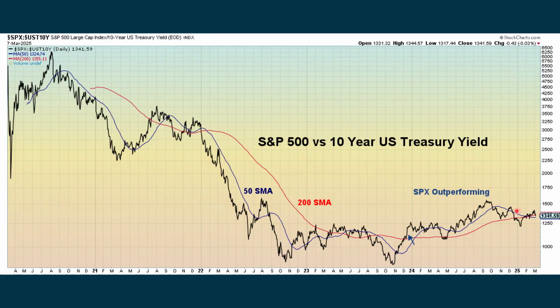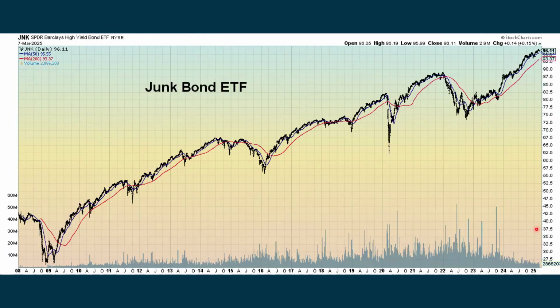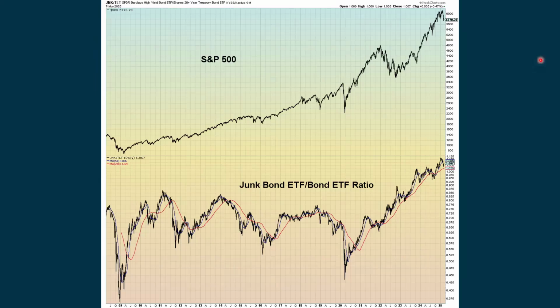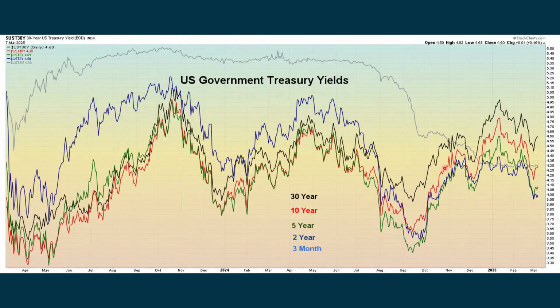We're actually showing where stocks are beginning to underperform. Junk bonds, which are holding up fairly well. They haven't even come down to their 50-day moving average, and they tend to follow the stock market. Then we look at a ratio here, junk bonds to government bonds, where junk bonds are still outperforming, even though they've been pulling back recently. Then here's a daily chart of the yields, where we've been coming down with interest rates, but over the last few sessions, they've been going back up.